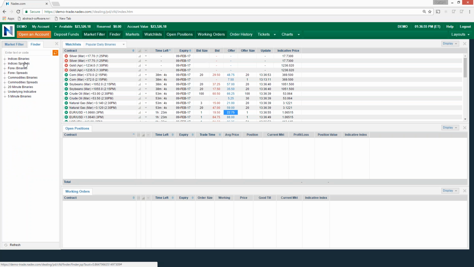And if you notice, they list them out like this: binary spreads, binary spreads, binary spreads. So I'm going to click on the spread drop down, and here are all my indices spreads. And as you can see, I can trade the FTSE, the DAX, the NASDAQ, the S&P 500, the Russell, and the Dow.